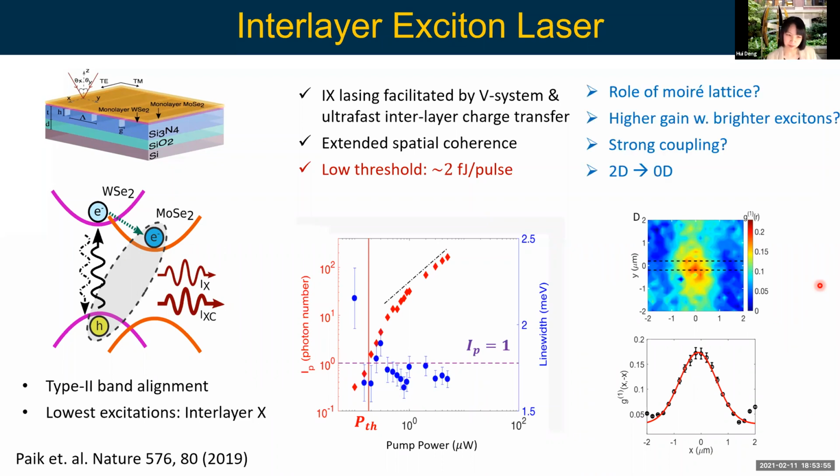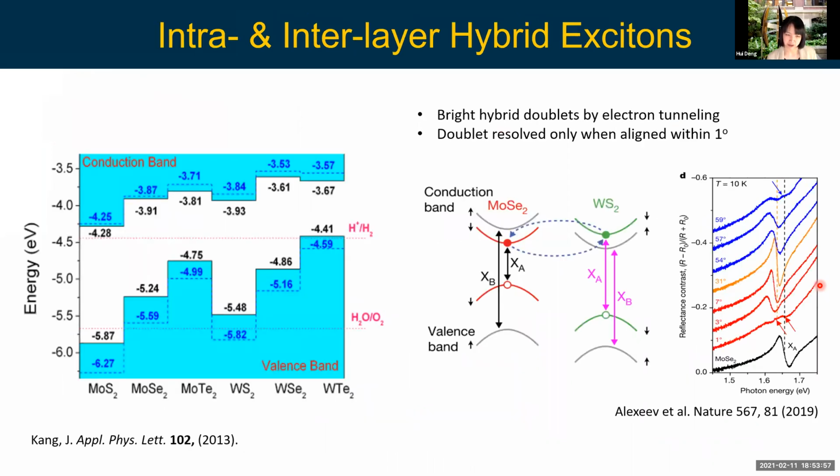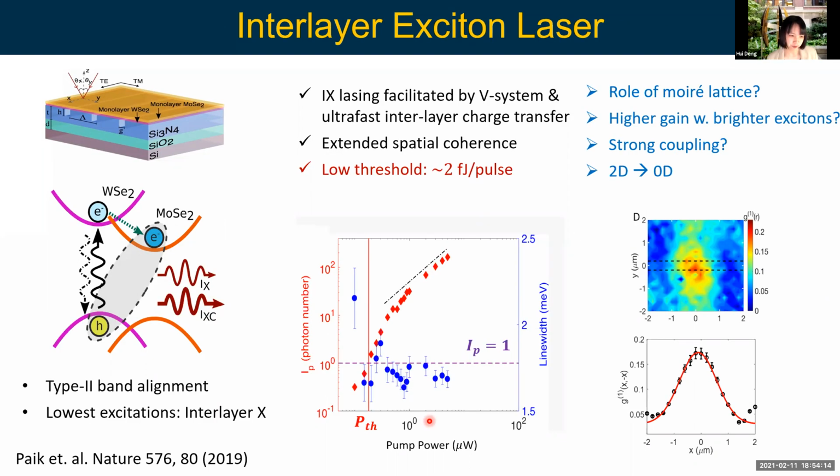But an even more interesting thing about those materials is that they can actually form what we call Moire lattices. Let me just show this first before I go there. So these are some of the commonly used 2D materials, and you could see how their band gaps line up. The one I showed before has what we call the type 2 band alignment.